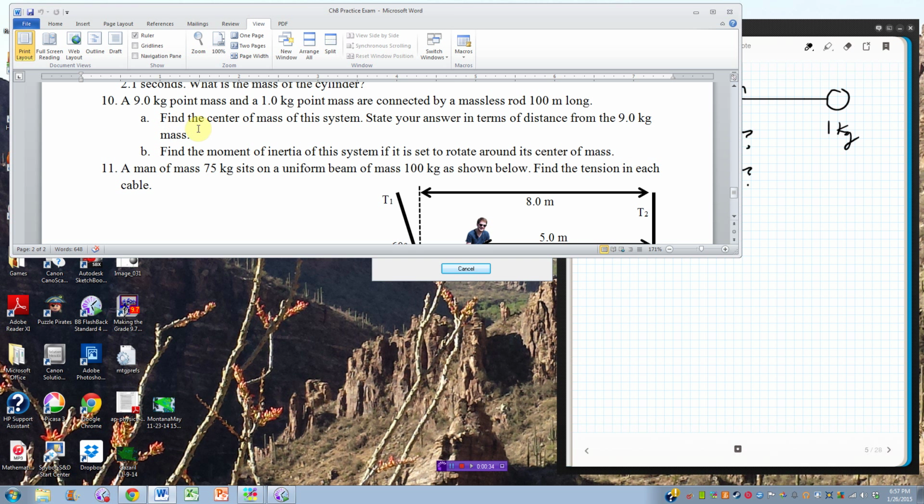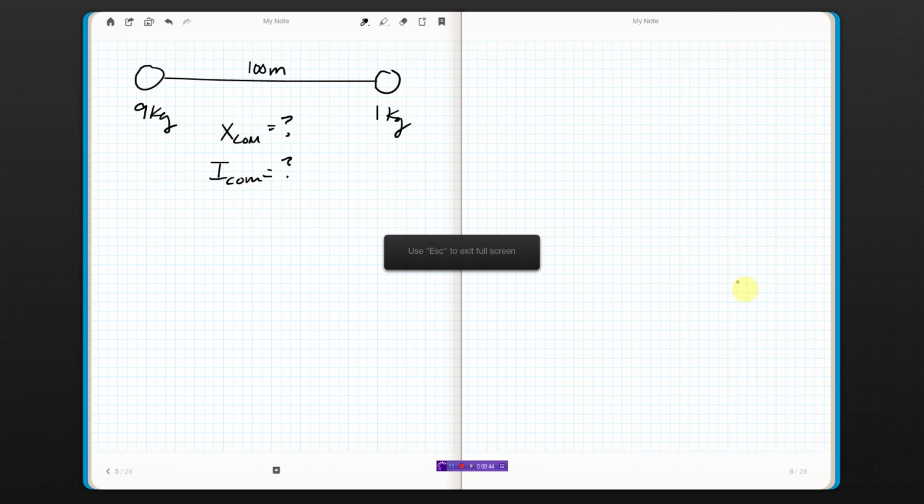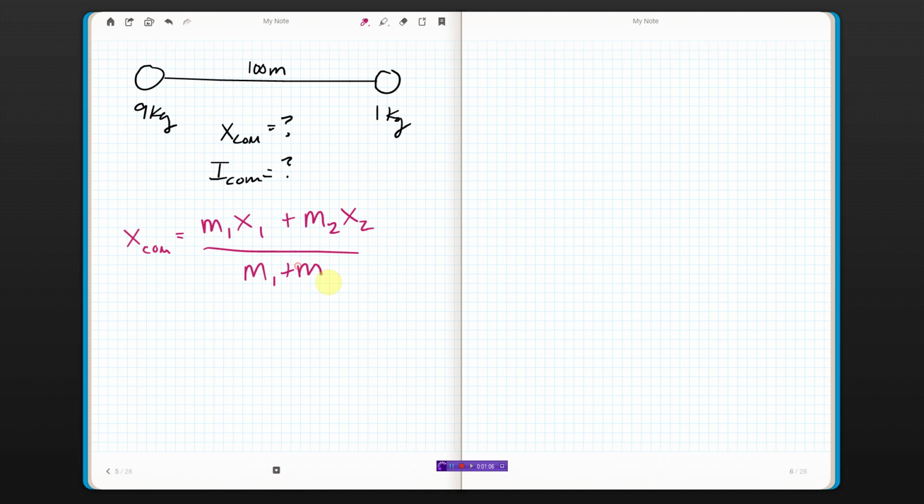Anyway, you're supposed to find the center of mass of the system and then find the moment of inertia of the system around that center of mass. Okay, so this is actually all the information we need right here. So let's find the center of mass first. This is the first thing we did when we came back from winter break. Center of mass for point objects will be first object times its position plus the second object times its position divided by all of the mass, all of it.